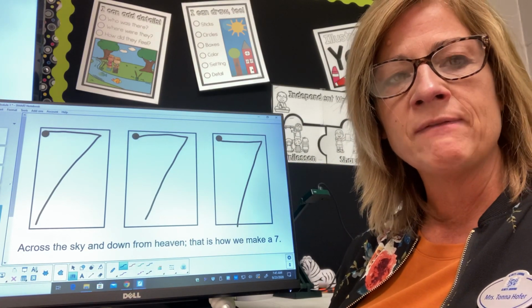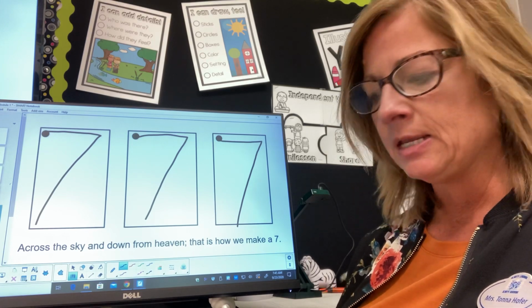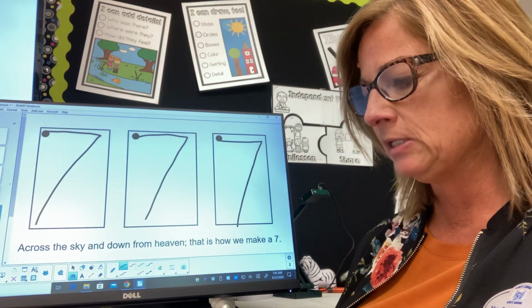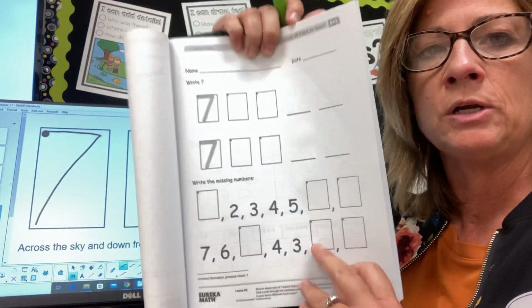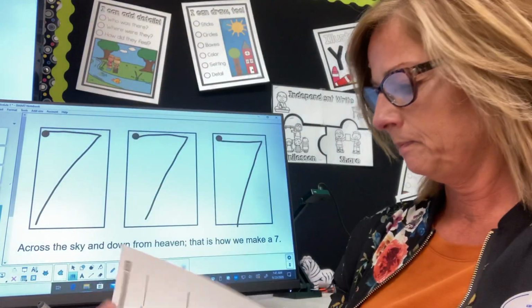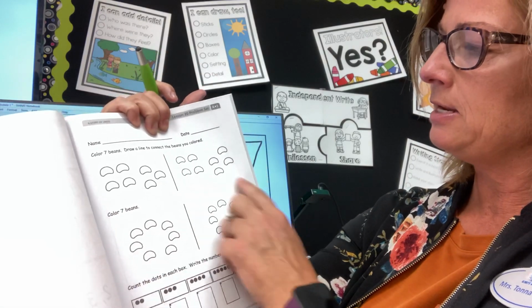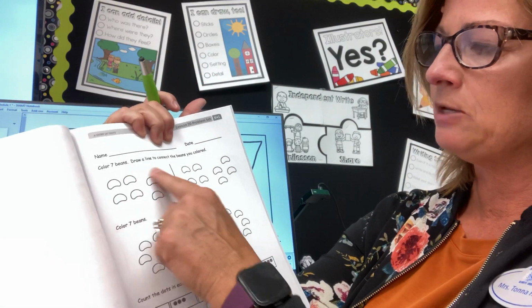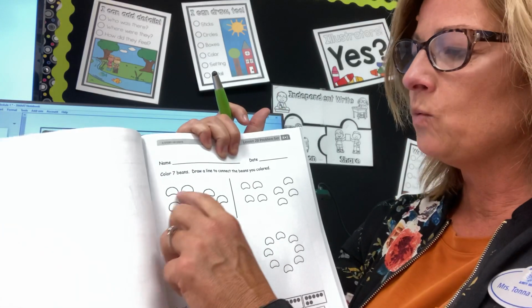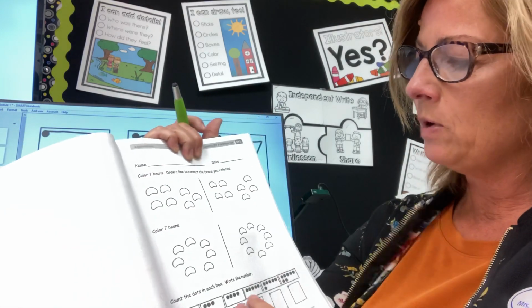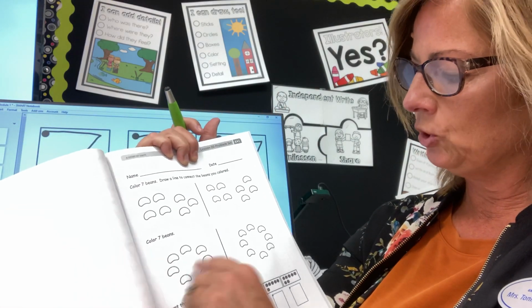Practice writing your 7s and counting 7 things today. And do your pages in your math book. So here's the one where you're going to practice writing numbers. And then here's one where you're going to draw a line and connect the beans you colored. So you're going to be drawing a counting path with your pencil to show, and then also in a circle.